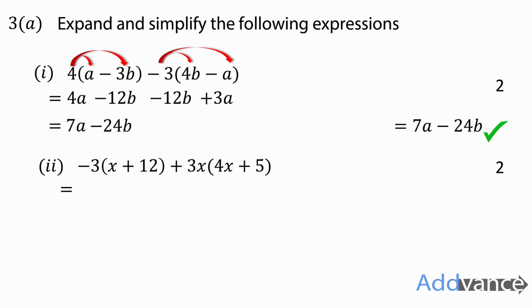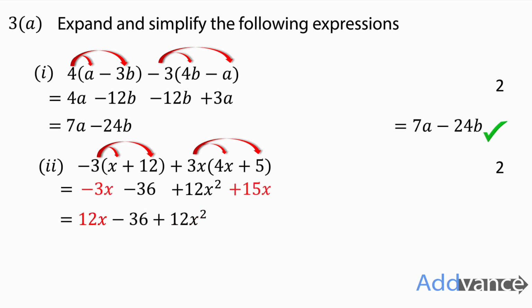Next we're going to simplify this term. Minus 3 times x is minus 3x. Minus 3 times 12 is minus 36. 3 times 4x is 12x squared. 3x times 5 is 15x. We combine like terms here, and we will get these two terms coming together. Minus 3x plus 15x is 12x. So you get 12x minus 36 plus 12x squared. That's the final answer. Perfect.